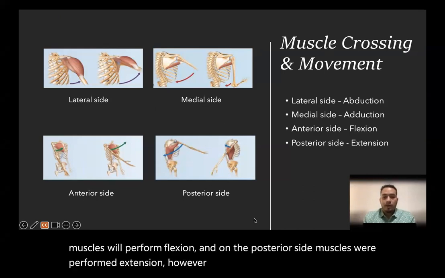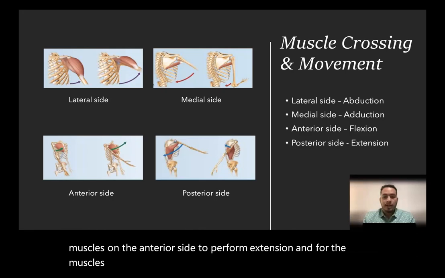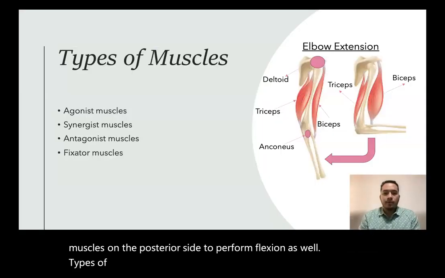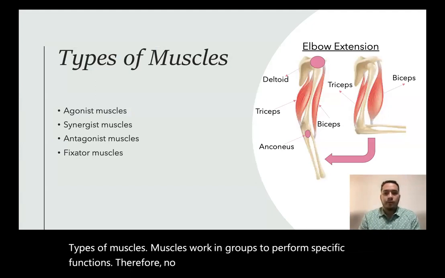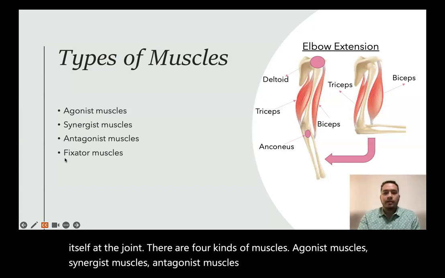However, it should be noted, it is possible for muscles on the anterior side to perform extension and for the muscles on the posterior side to perform flexion as well. Types of muscles. Muscles work in groups to perform specific functions, therefore no individual muscle can perform a function by itself at the joint. There are four kinds of muscles: agonist muscles, synergist muscles, antagonist muscles, and fixator muscles.